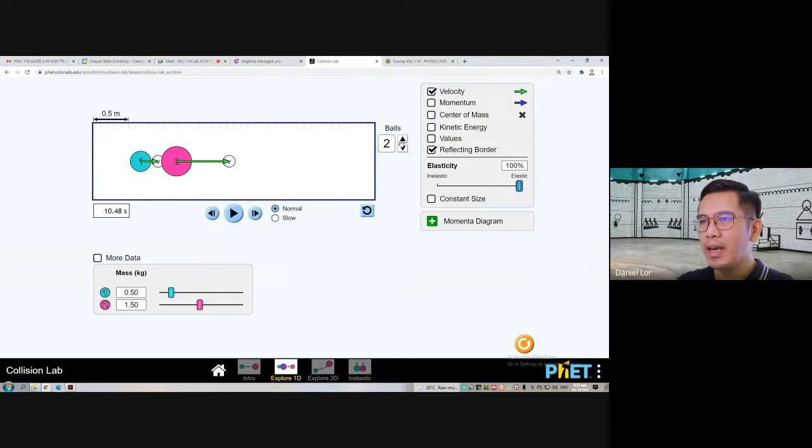Okay? And from here, we can also add more balls. But for the sake of comparing the momentum, so it is easier to analyze the changes in their momentum, the input and their velocity, we will use only 2 balls.